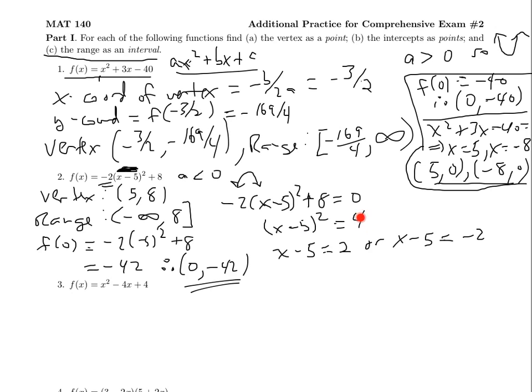And since this square root is a nice number, it makes it even nicer to do. But even if this had been a 3 here, I would still say x minus 5 is the square root of 3, or x minus 5 is negative the square root of 3. So no matter what number it is here, I can always go to this next step. And so that means that I know that x will be 7, or x will be 3. And so my two x-intercepts are (7, 0) and (3, 0).